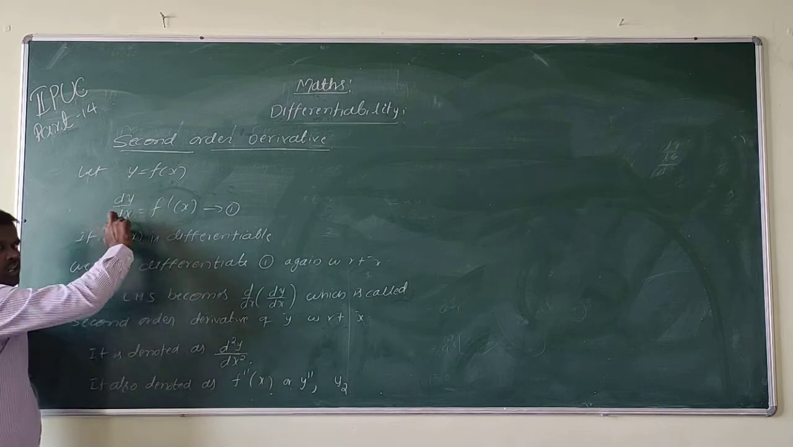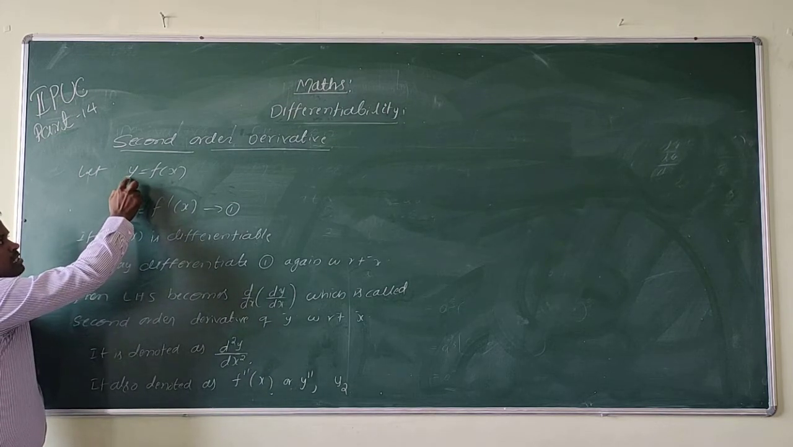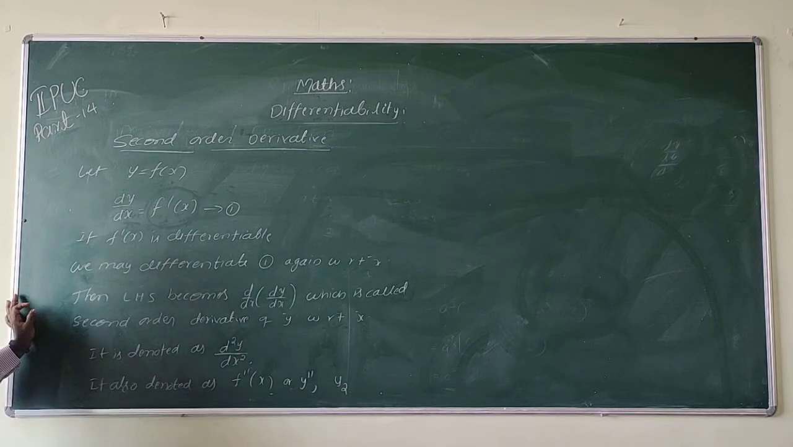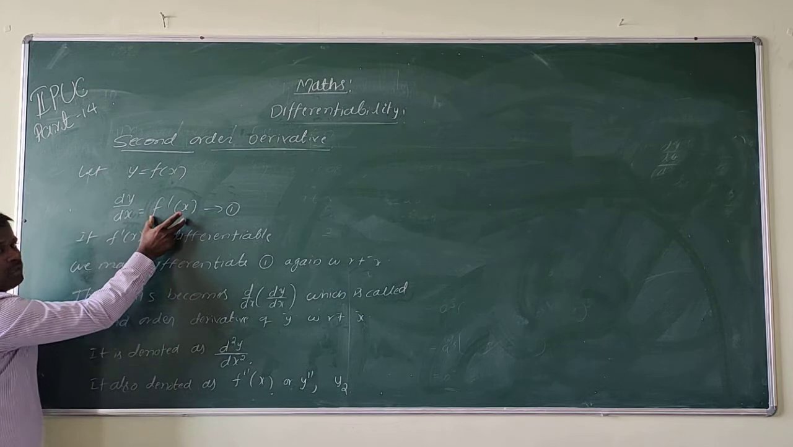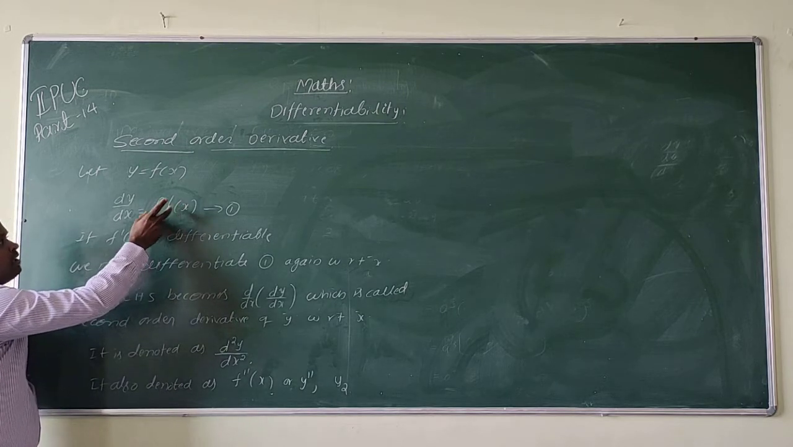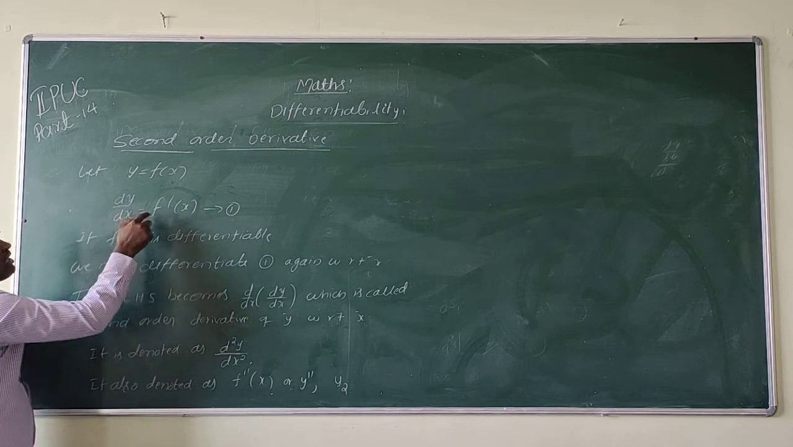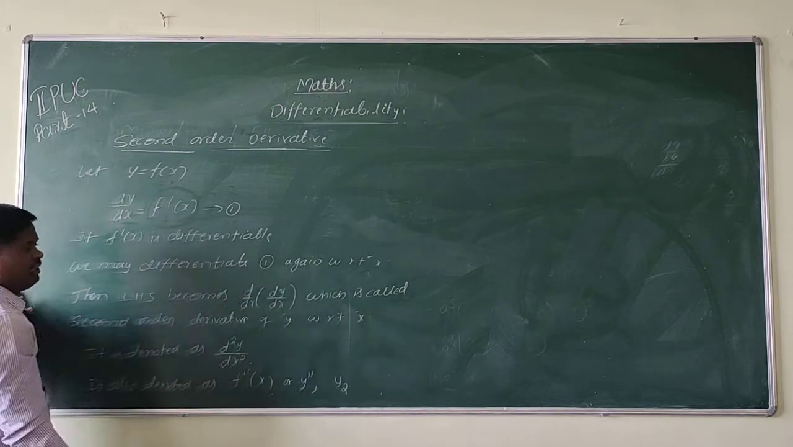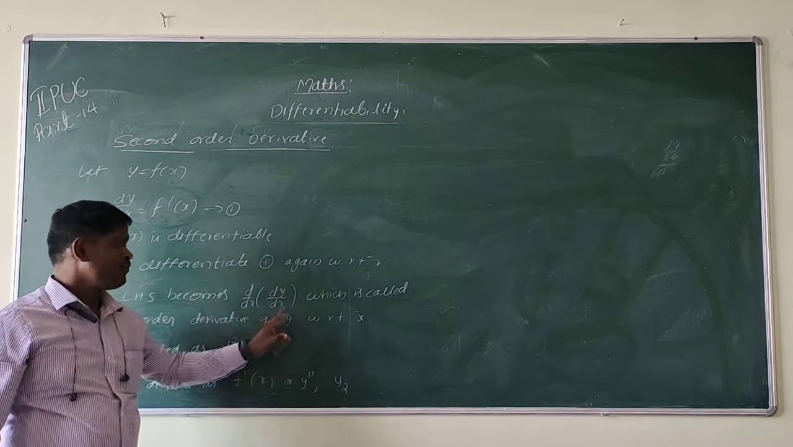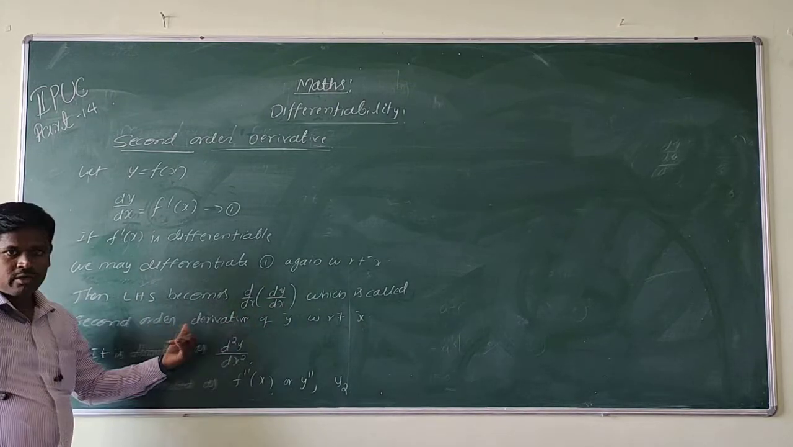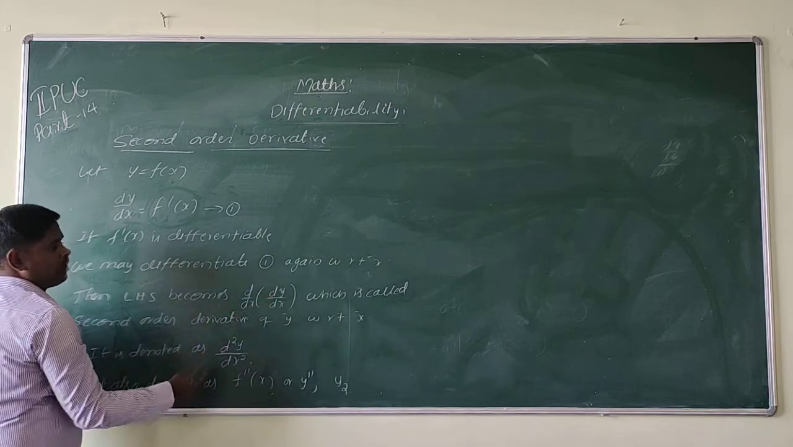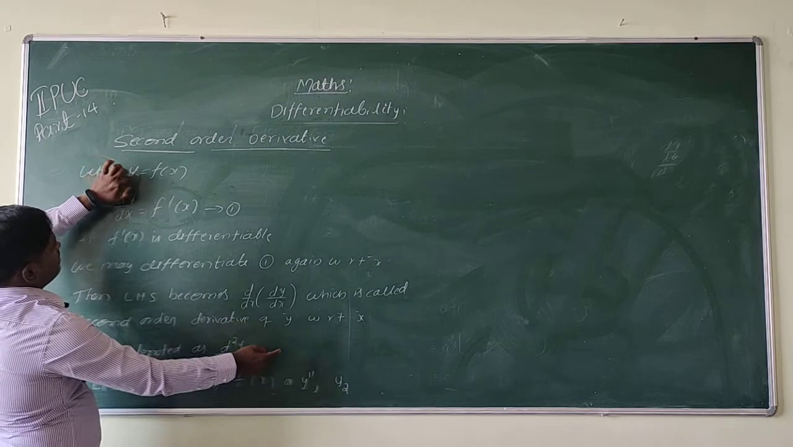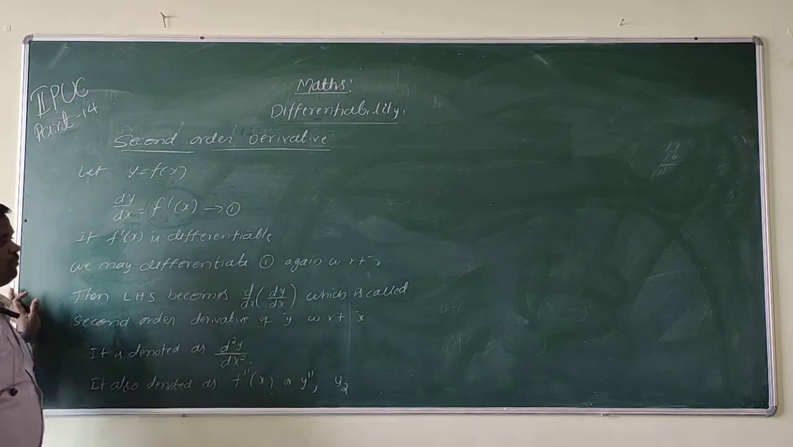So this is the first order derivative: y is differentiated with respect to x, that is dy by dx. If f dash of x is again differentiable, then we may differentiate equation 1 with respect to x on both sides. Then the LHS becomes d by dx of dy by dx, which is called the second order derivative of y with respect to x.